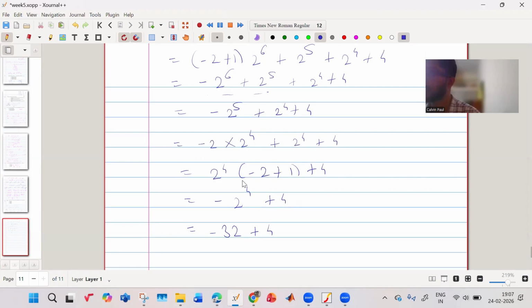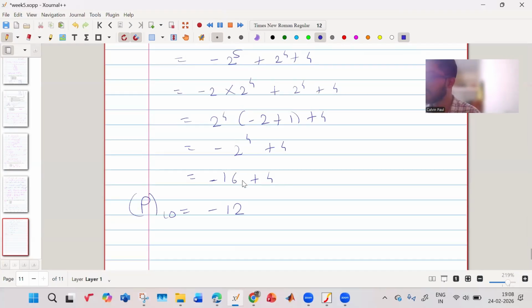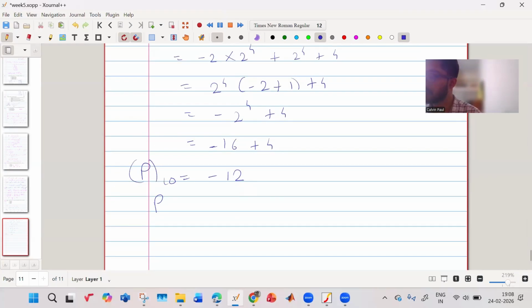So what is the number of it? 2, 4, 8, 16. Sorry, minus 16. Okay. It is minus 16 plus 4, that is equal to minus 12. So your P in 10 is minus 12. Now divide by 3. That is equal to minus 4. So you have to represent minus 4 in 2's complement.